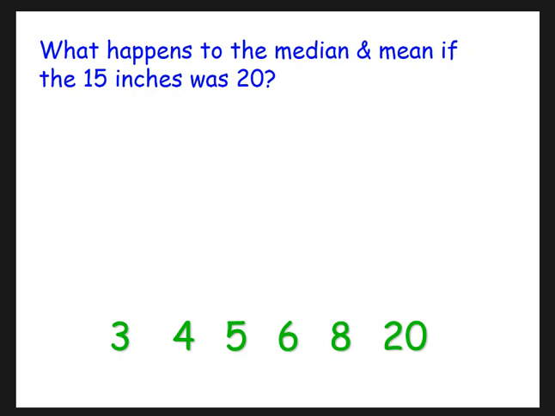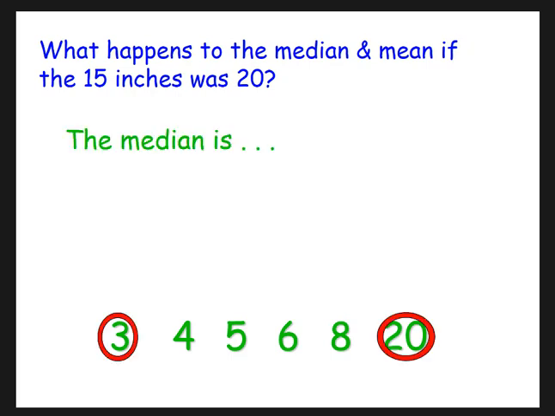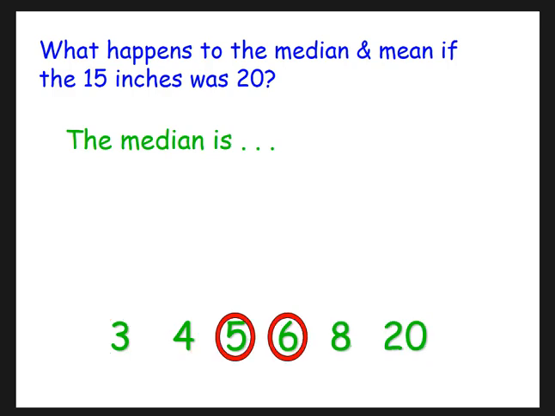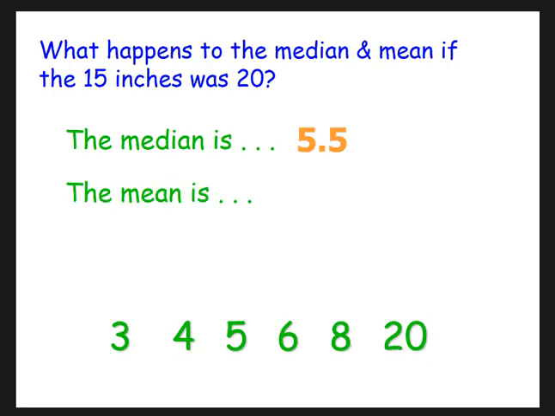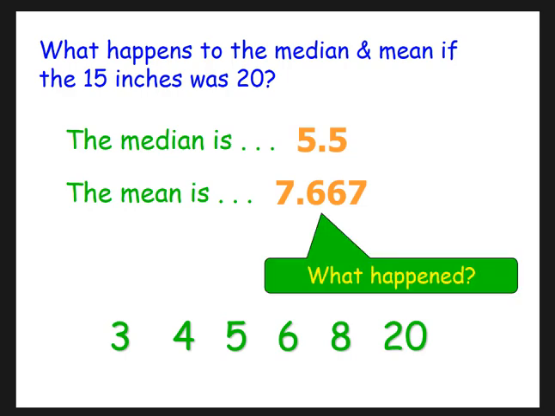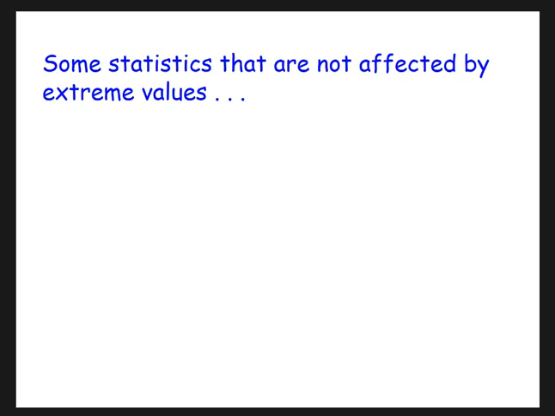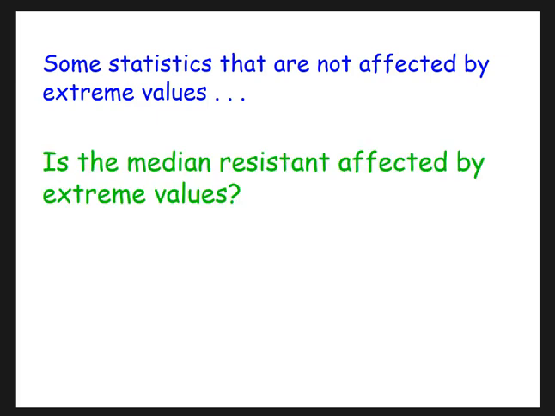If we go from 15 up to 20, well, the median still stays the same. It's still 5.5. The mean, however, has changed even further. So again, the mean is less stable. The median is a more stable measure. Some statistics are not affected by these extreme values, like the median. Some are. The median is resistant to that change.